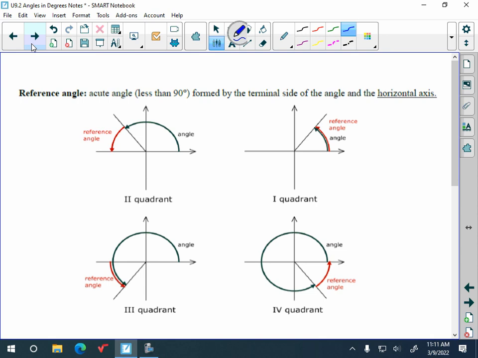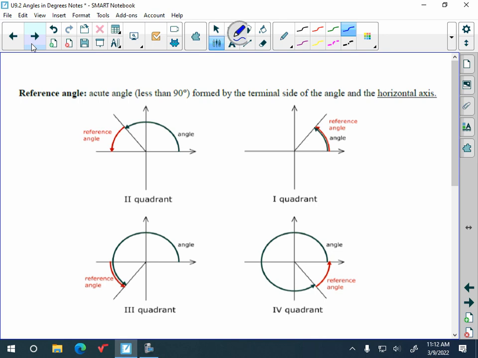Right? So here's our quadrants 1, 2, 3, and 4. So if the angle falls in quadrant 1, this is called the reference angle right here. This angle will be between 0 and 90 degrees. If the angle falls in quadrant 2, this angle right here is called the reference angle. Right? So you figure out what this angle is, and then we want to know how much more we need to get to the x-axis. This is our reference angle. This will be between 0 and 90.